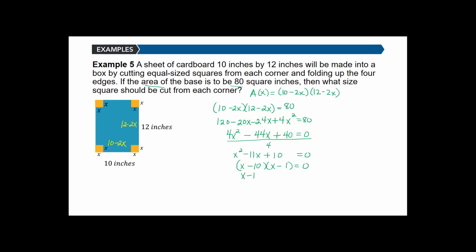So I get that either x minus 10 is equal to 0 or x minus 1 is equal to 0. So x is equal to 10 or x is equal to 1. And you might think, oh, 10 and 1, there's two answers, but there's actually not. If I plug in the 10, I would get a negative value for the resulting size of the box, right? 10 minus 2 times 10 is 10 minus 20, or negative 10, so that does not work in this context. So that means that I need to remove a square of size 1 inch from each corner.